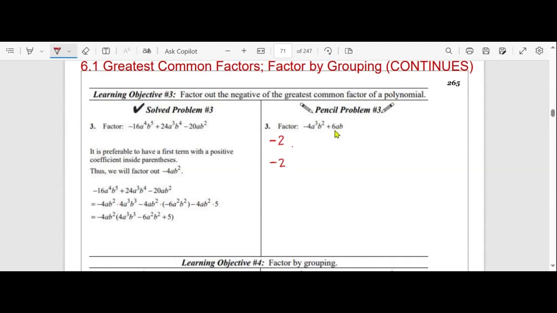What about the variable? What is common? We take the lowest variable to the power. So a to the power of 1. And what about b? Also b to the power of 1. Now, what is left? You have to write the leftover here, okay? So what should I do? You have to divide. Negative 4 divided by negative 2, what do you get?